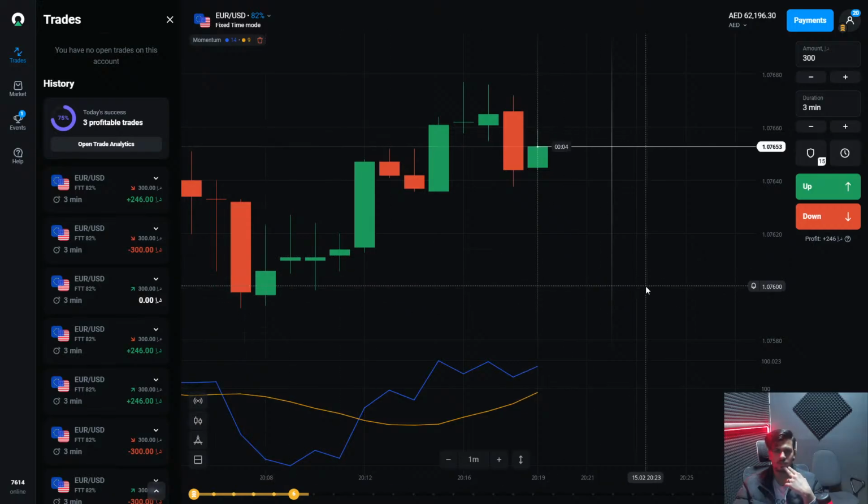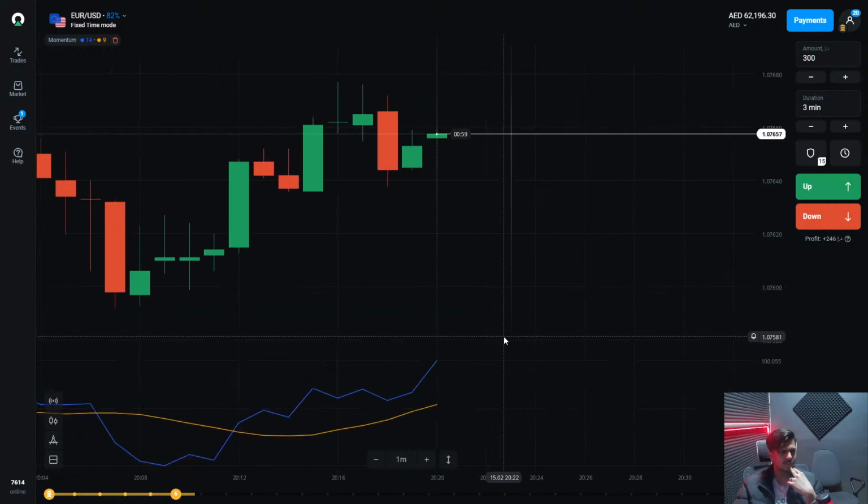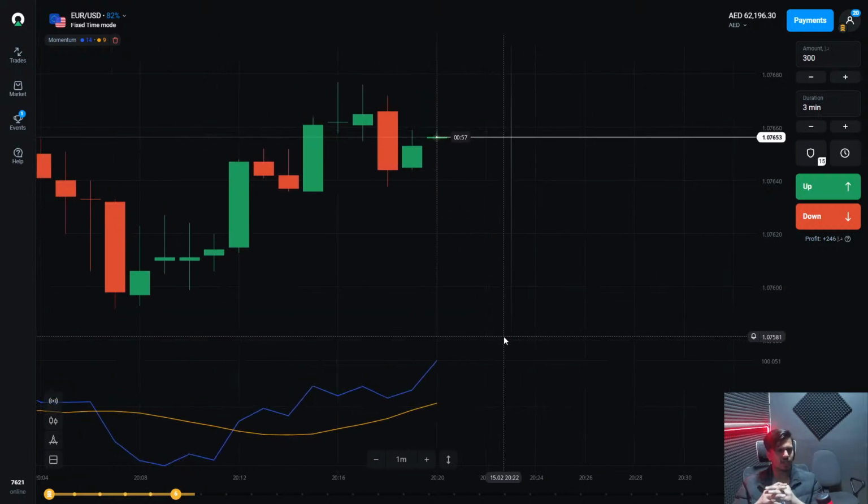Now I have to make a new trade. Let me think about it. Will it go upward or will it move downward? Then I will make the new trade here.